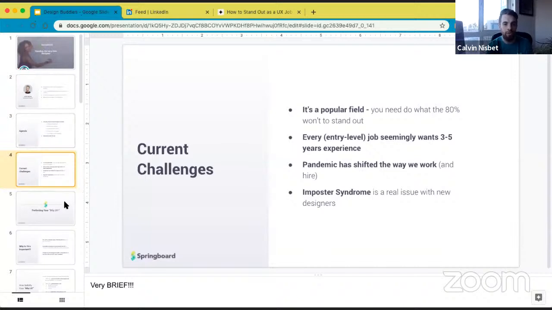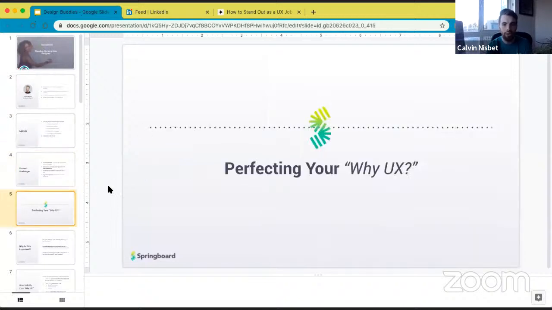Awesome. So moving along, the first thing we wanted to start talking about is perfecting your why. This is one thing that we introduced early on in the course for our students, and we think it's super important in terms of your job search, your networking, and pretty much every component out there.